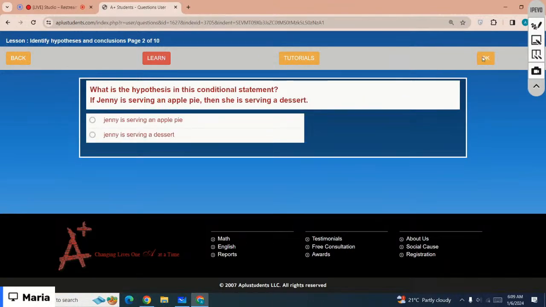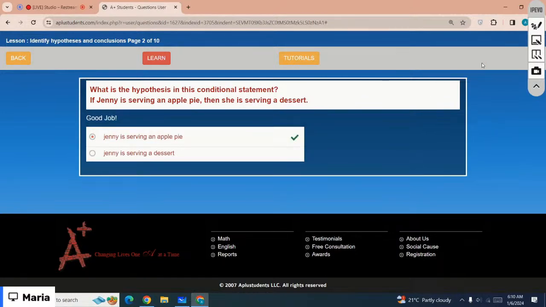The next one: what is the hypothesis in the conditional statement? If Jenny is serving an apple pie, then she is serving a dessert. Which is the correct option? I have just told you, the if part is the hypothesis, and the one after then is the conclusion. So the hypothesis is Jenny is serving an apple pie. Got it? Option number one is the correct option.